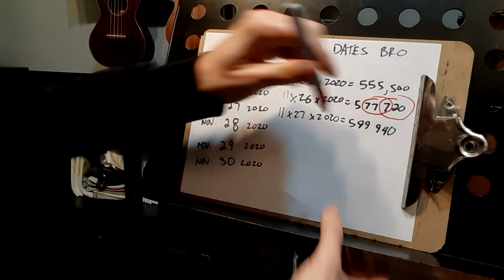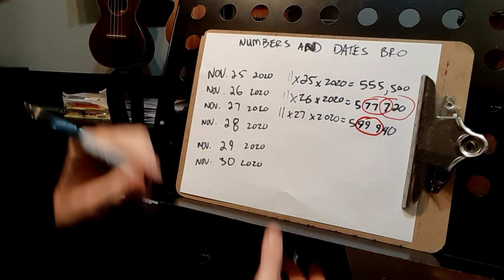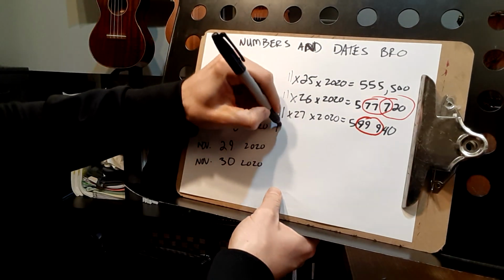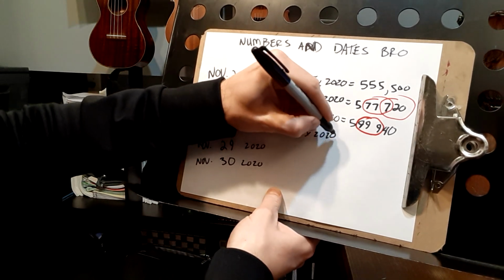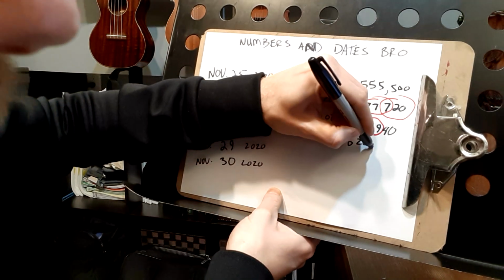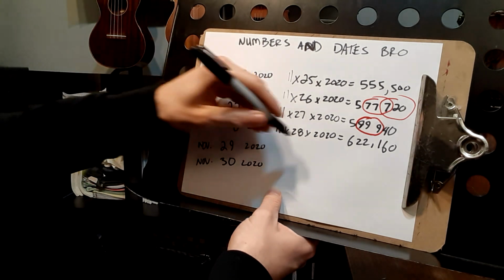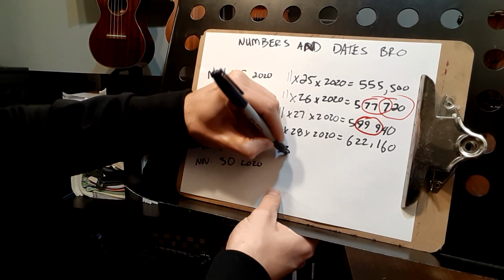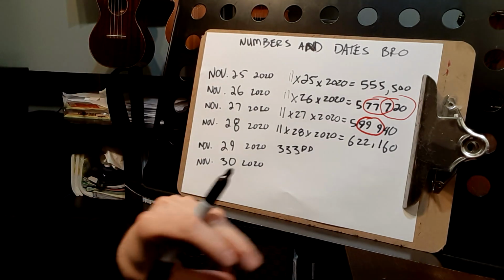Well, looky here, we got a couple of nines there, folks. That's fun. This one didn't do a whole lot for me, but hey, why not just write it? Maybe somebody knows something. The 29th is the 333rd day of the year.